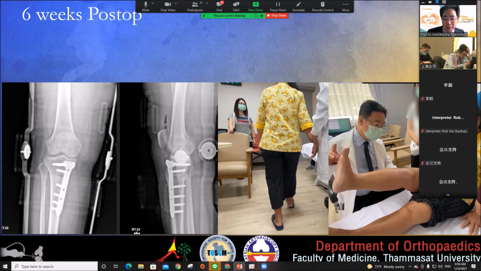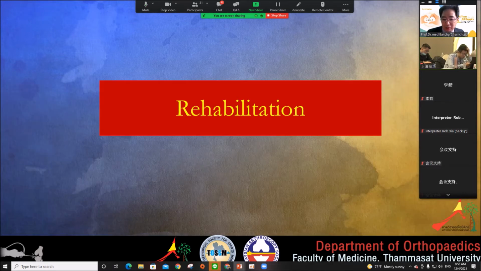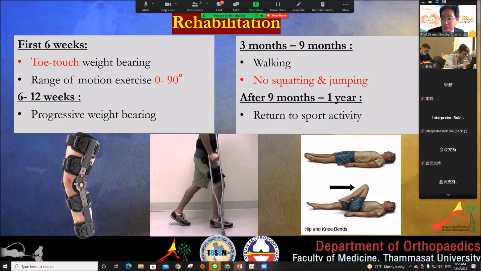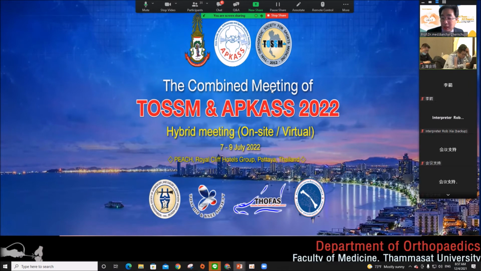If the patient comes to you late, as the first doctor mentioned, and you have a cartilage lesion, just root repair is not enough. Rehabilitation after surgery needs to be very delayed: toe touch weight bearing and limited motion, 0 to 90 for 6 weeks, progressive weight bearing at 6 to 12 weeks. No squatting, no jumping for 3 to 9 months.